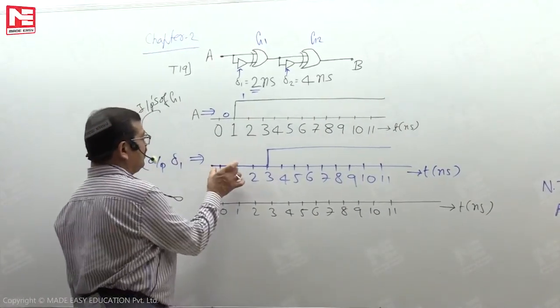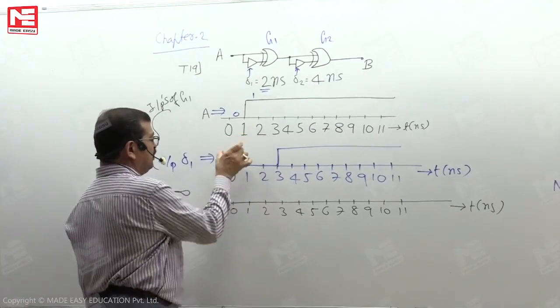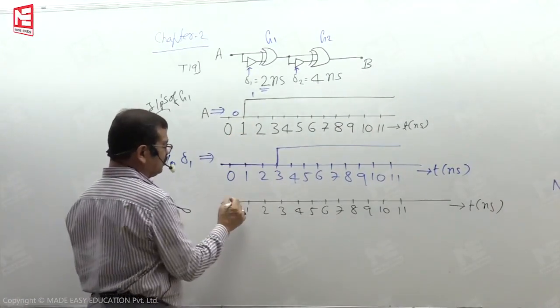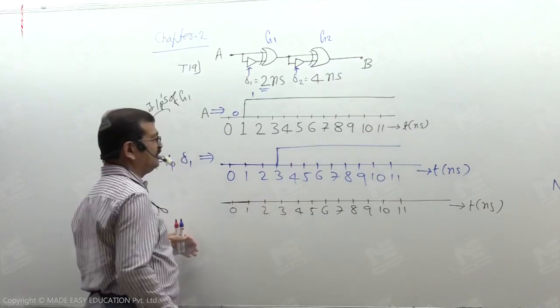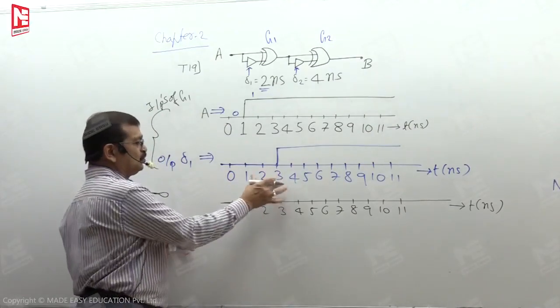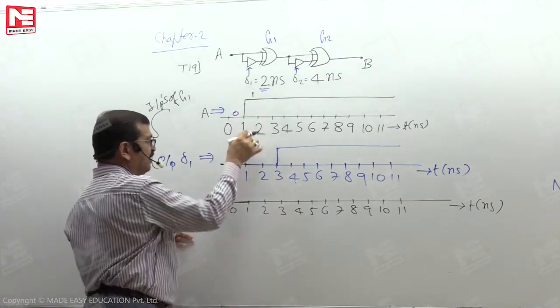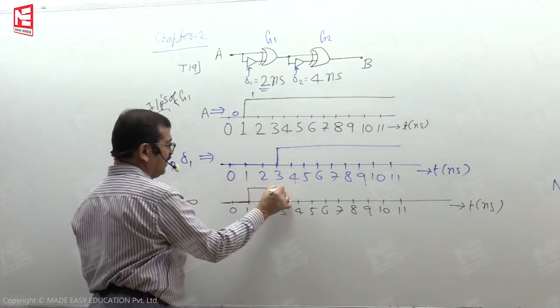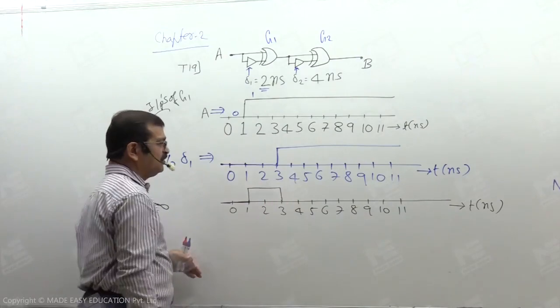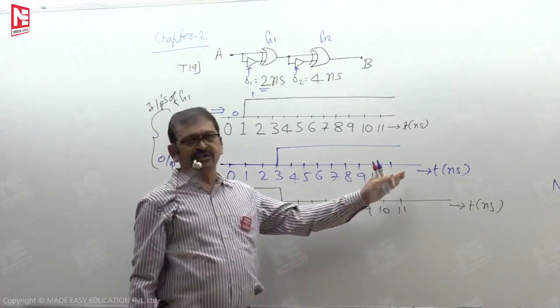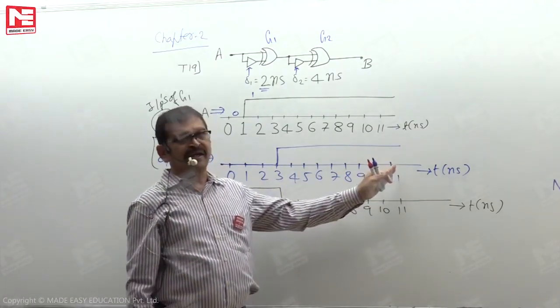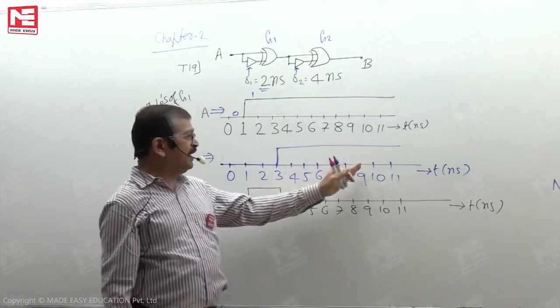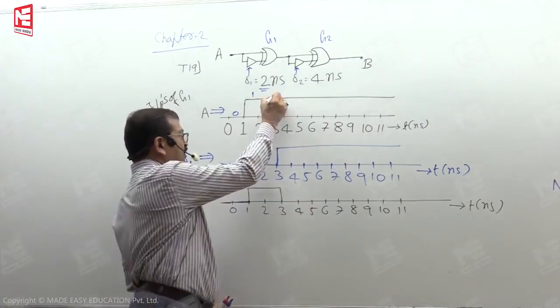So knowing that, we are looking here. During the time interval 0 to 1, both the inputs are 0. When both the inputs are 0, the output is 0. During the time interval 1 to 3 nanoseconds, one input is 1, the other input is 0. Hence, during this time interval, the output is 1. Later from 3 to 10 nanoseconds, our interest is up to 10 nanoseconds, both the inputs are at logic 1.